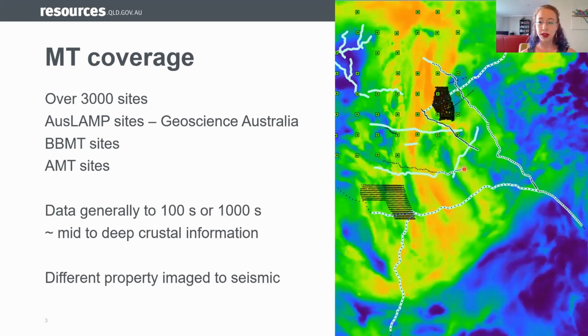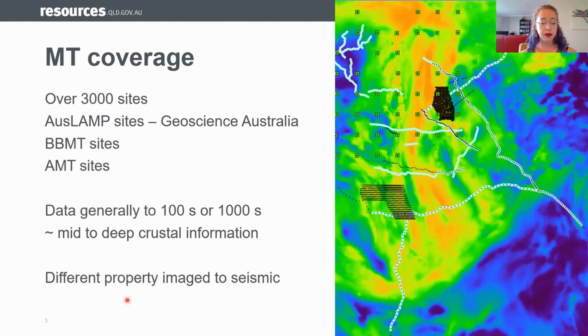They fall into two categories. We've got a series of traverses, predominantly along the deep crustal seismic lines. And then we've got a couple of these big arrays that provide higher density data, better resolution, and a better understanding of what's going on in 3D. The sites generally give us resolution into at least the mid-crust, often full crustal electrical data from these broadband and audio magnetotelluric surveys.